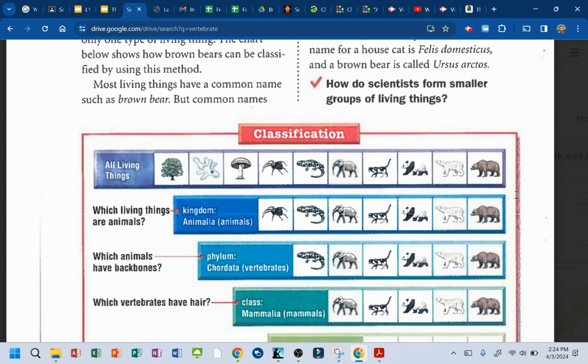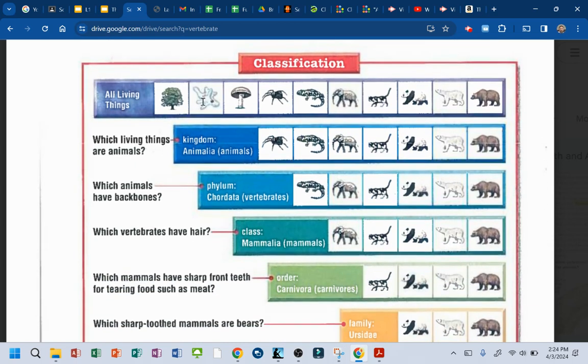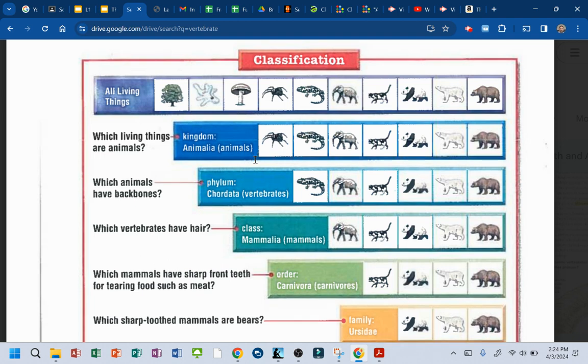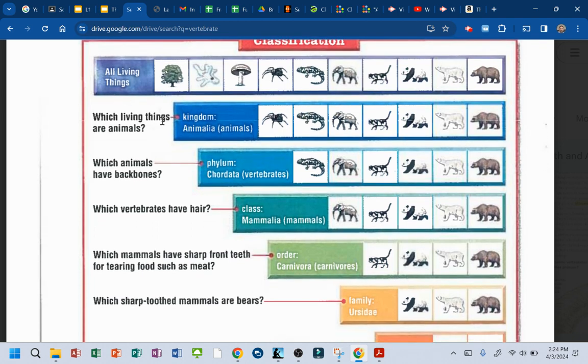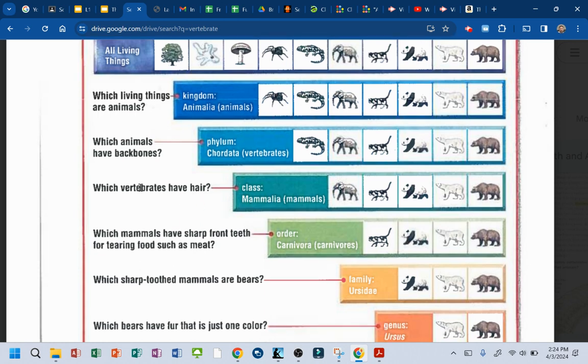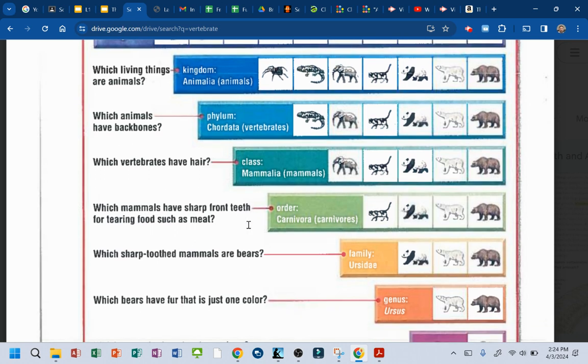How do scientists form smaller groups of living things? So take a look. Here's all living things right here. So now the next thing says the kingdom. Which living things are animals? Kingdoms, right? Here are all the animals, right? You have spider, lizard, elephant, cats, dogs. Which animals have backbones? All right, so it eliminated the spider. Which vertebrates have hair? All right, we're looking at mammalia or mammals. Here we go. Which mammals have sharp front teeth for tearing food, such as meat? All right, carnivores. That narrows it down.